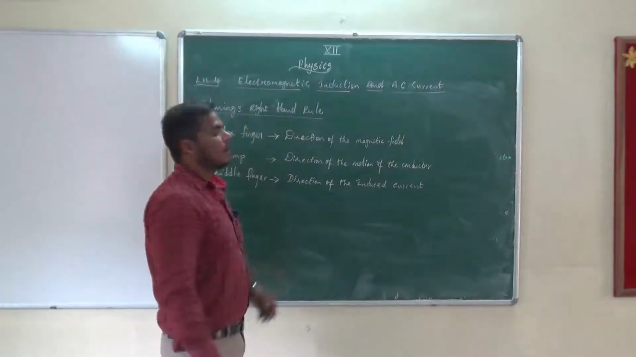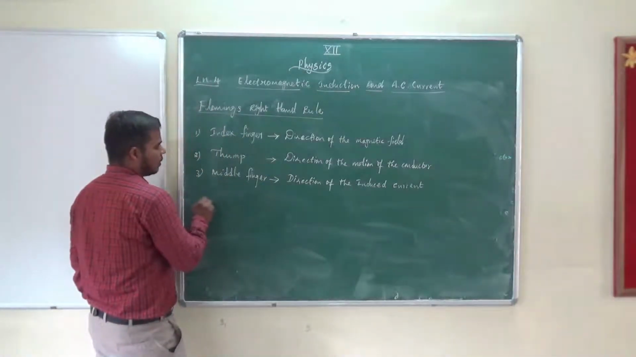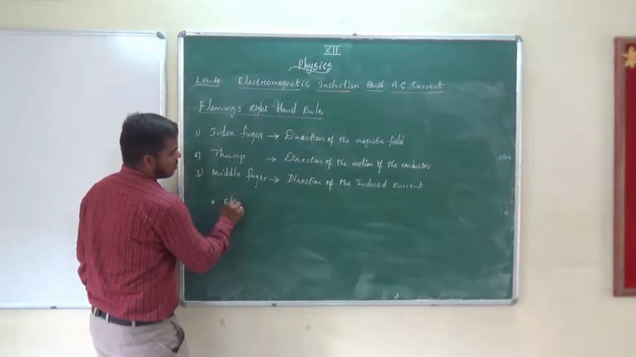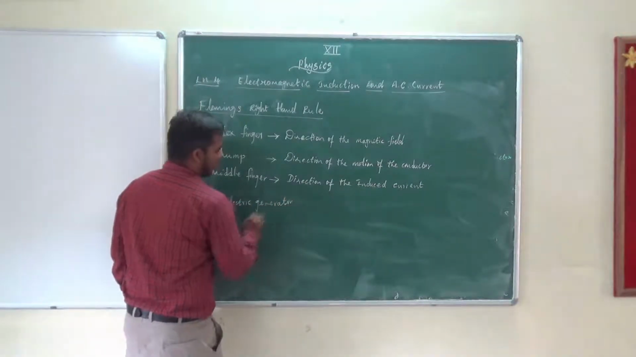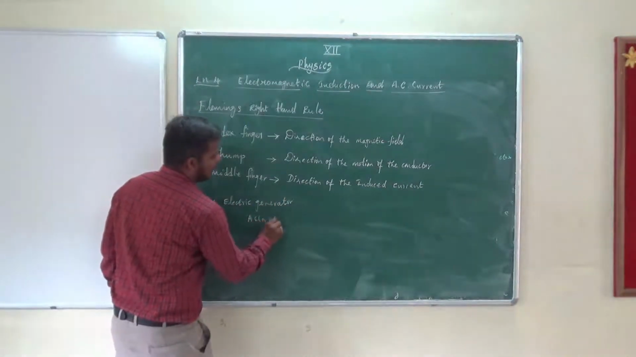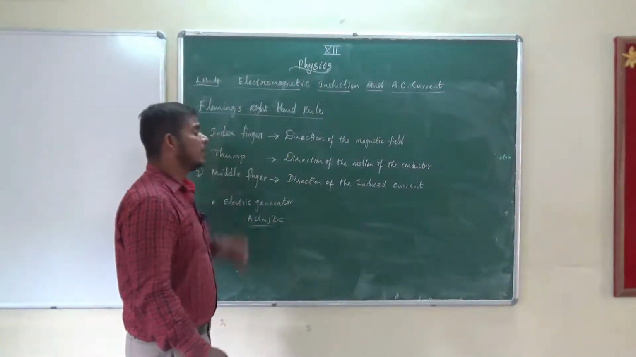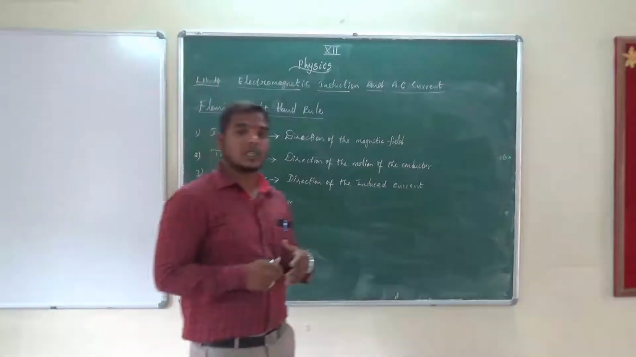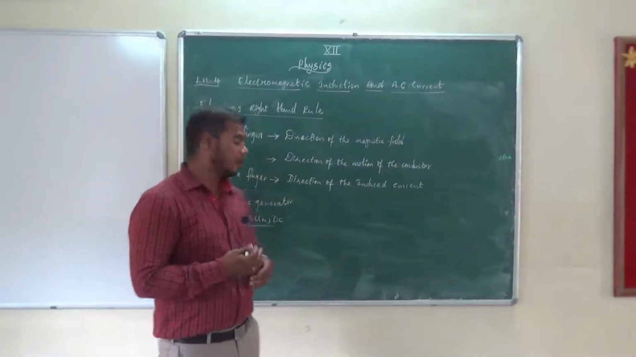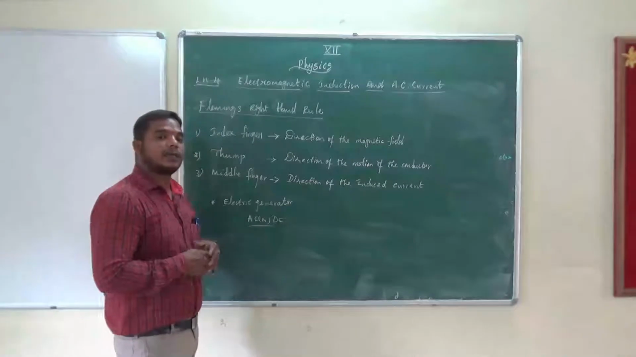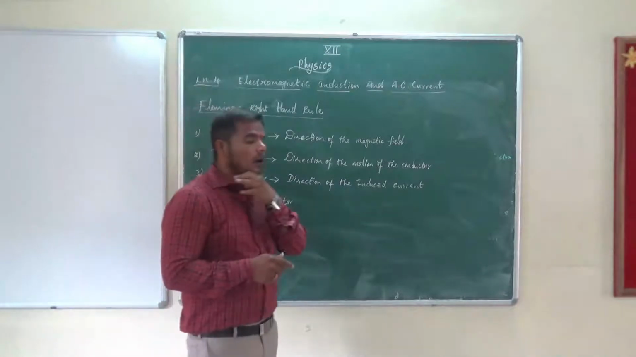Next, where do we apply Fleming's right hand rule? In the electric generator, AC or DC. We have to apply the Fleming right hand rule and find the direction of the magnetic field, the direction of the motion of the conductor, and the direction of the induced current. Identify whether it is an AC generator or DC generator, and find the directions.